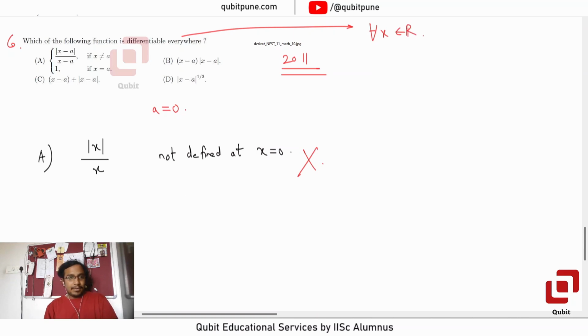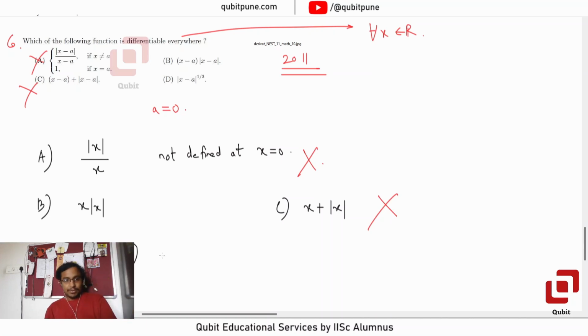Okay, let's go to B. It is x into mod x, right? B is x into mod x. What is C? x plus mod x. Now look, x plus mod x is not differentiable at 0, so C is also not right. So A gone, C gone.